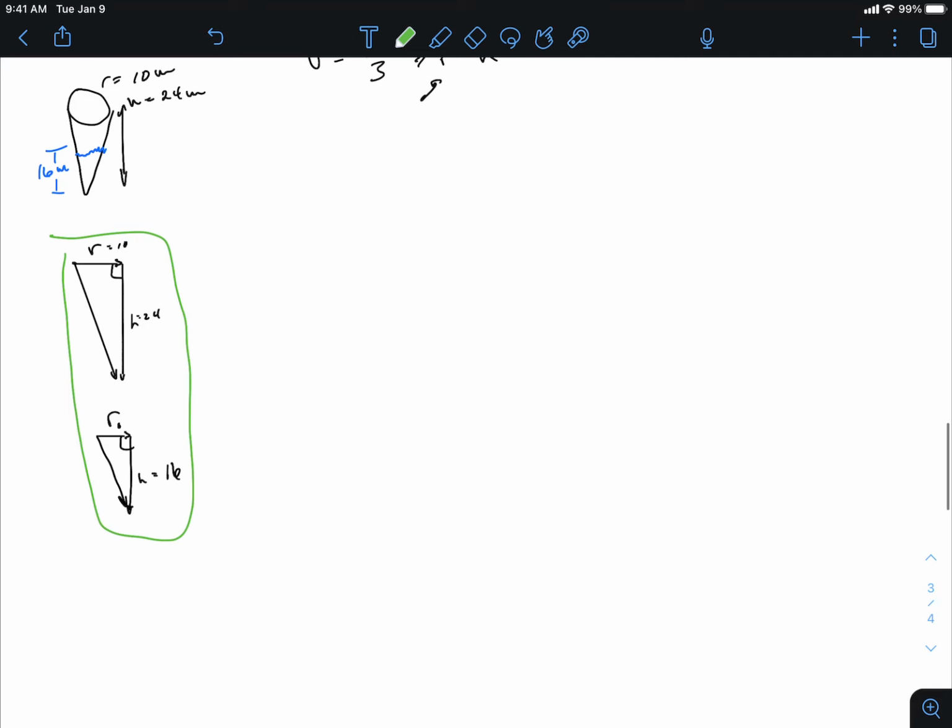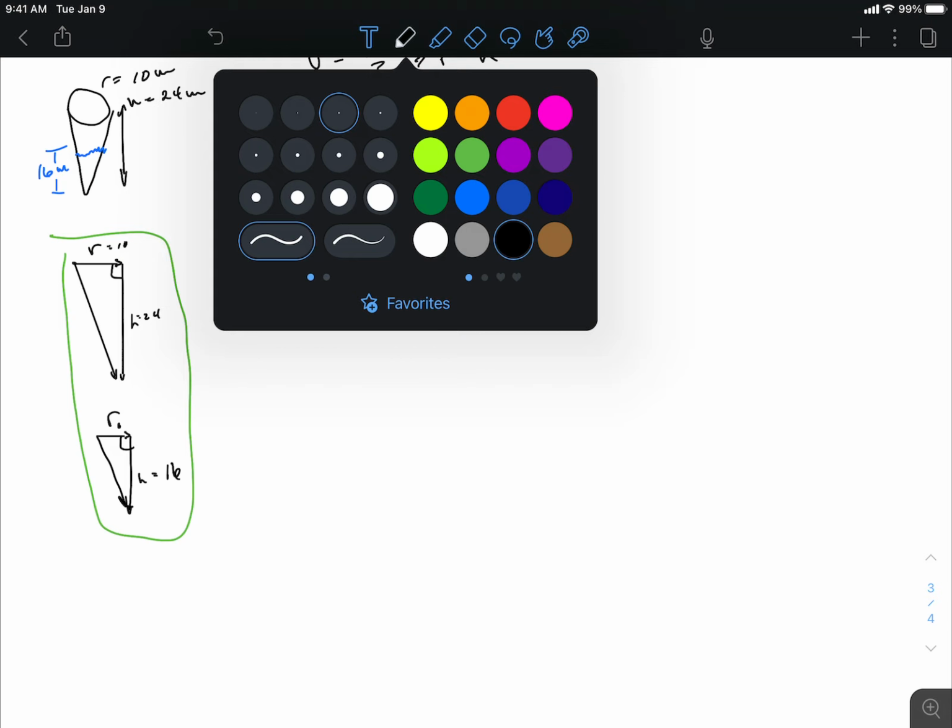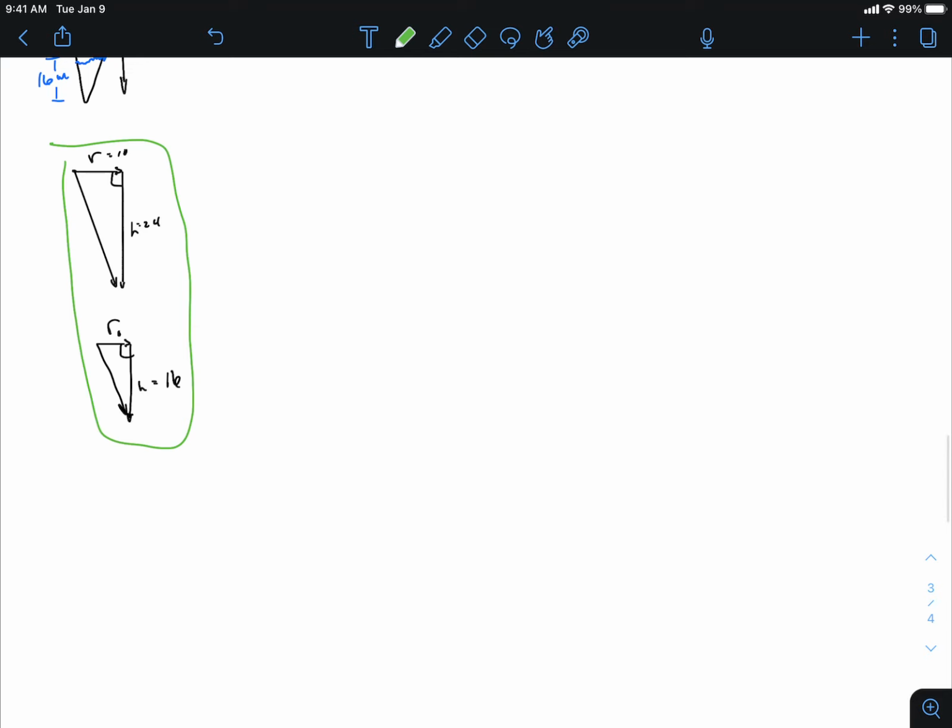We can say R naught over H naught, where R naught is the thing we're looking for, has to equal R over H. So let's plug in our numbers. R naught we don't know, that's going to be over 16, is equal to 10 over 24.